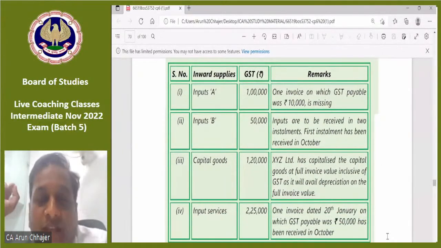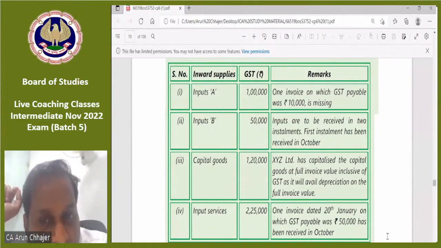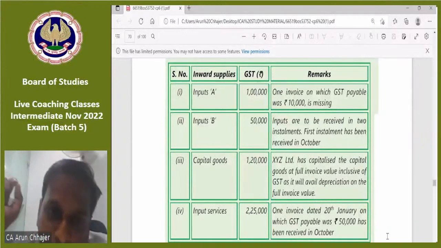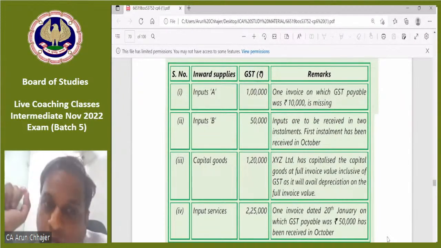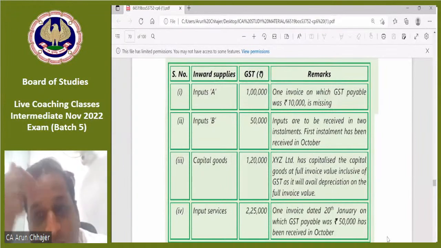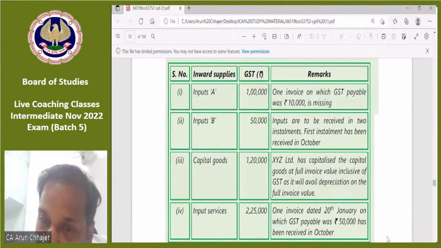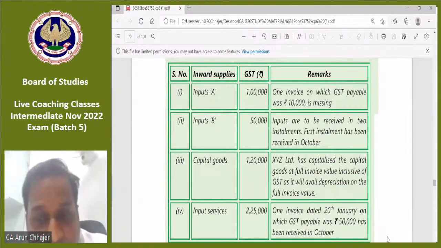Capital goods is 1,20,000. XYZ has capitalized the goods at full invoice value including tax, and also it avails the depreciation on the invoice. Point number 4, input service 2,25,000. One invoice dated 20th Jan on which GST was payable has been received in October.